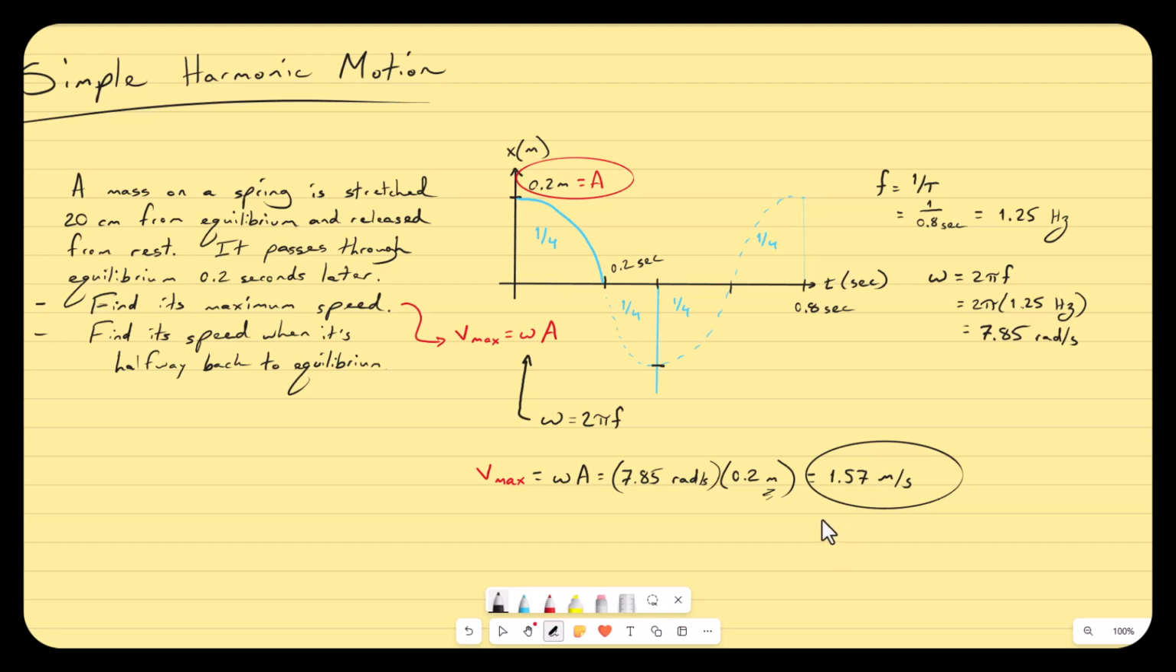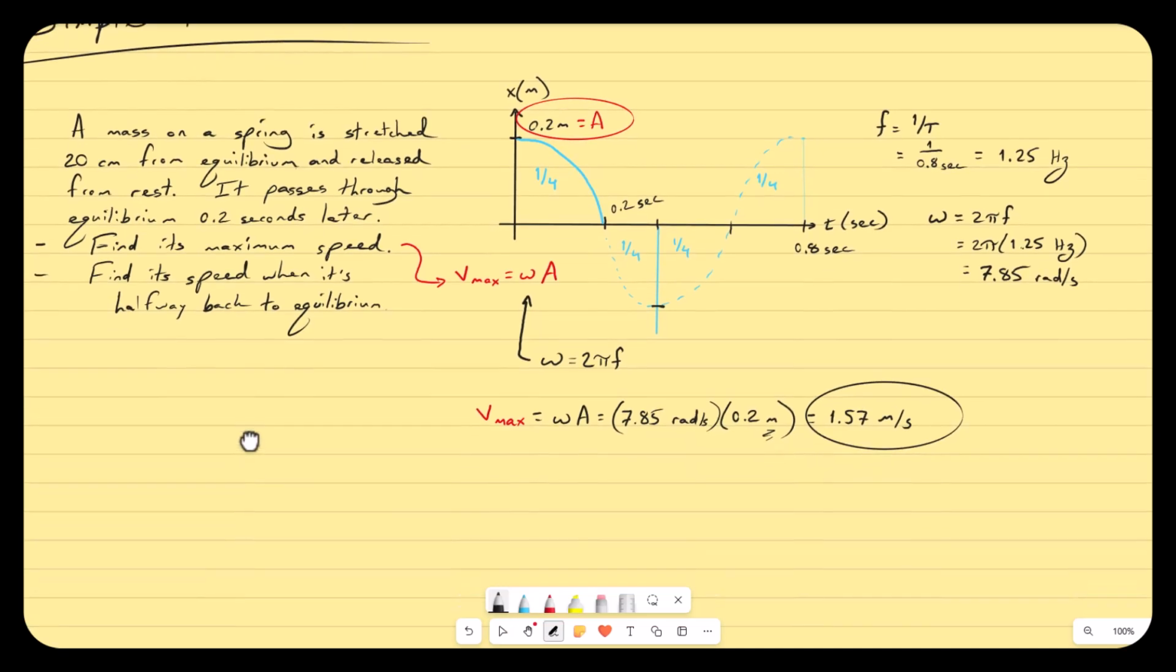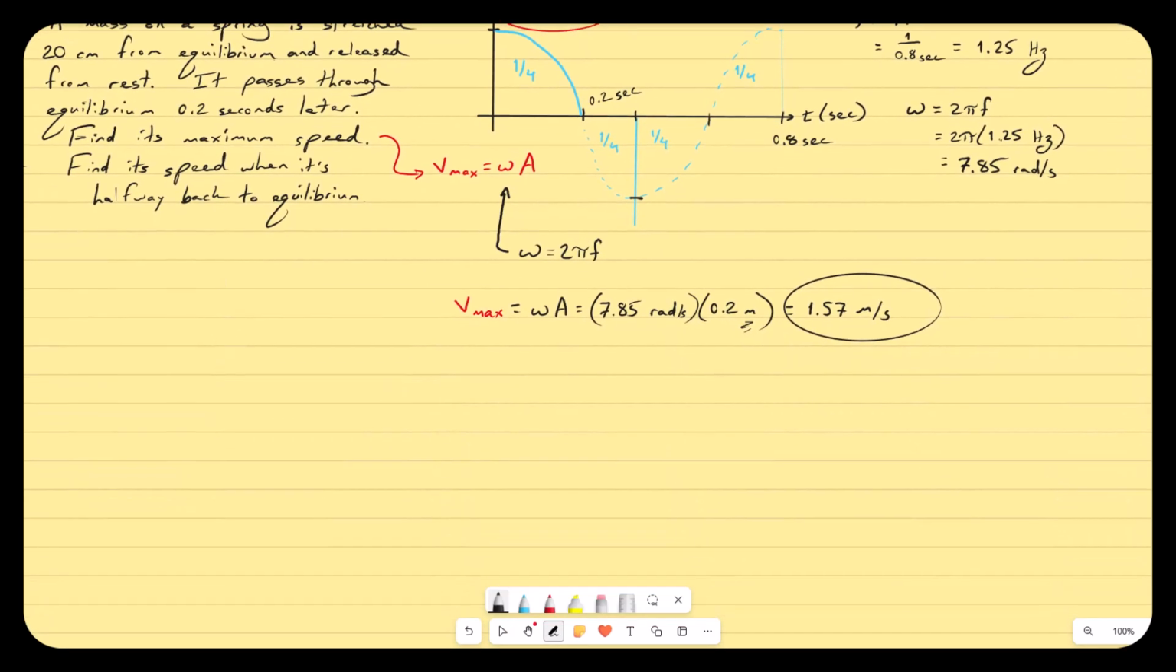But that's not true either. When it's halfway back to equilibrium, we get something like this. We're going to say we initially have all our energy being potential, which is half K A squared. When we're at that other spot, end, final, which is not really a final, I suppose, we're going to have some potential energy and some kinetic energy.